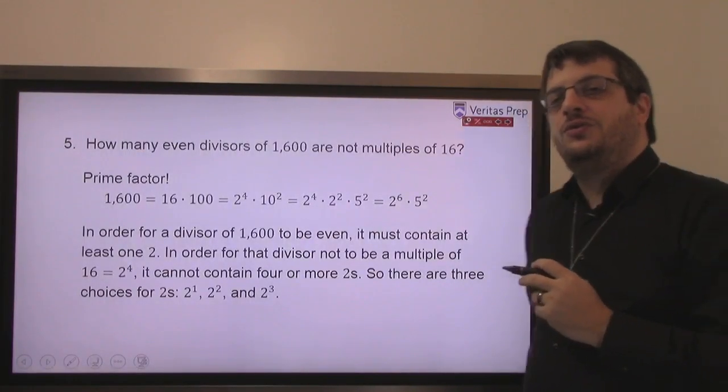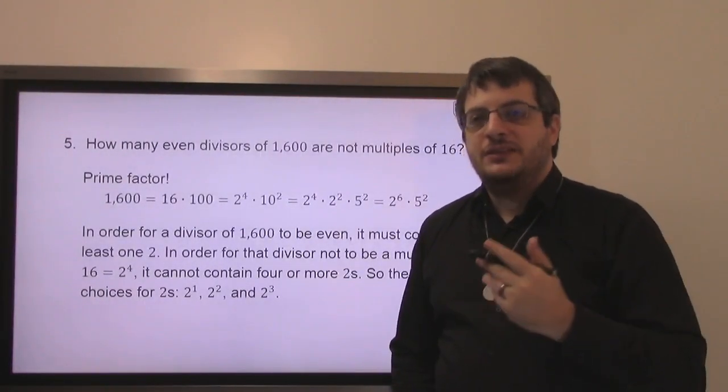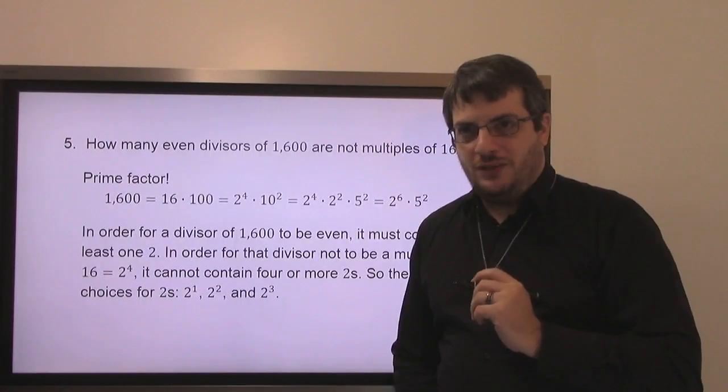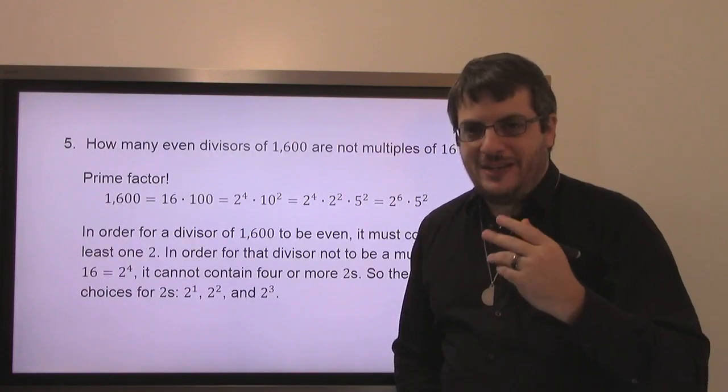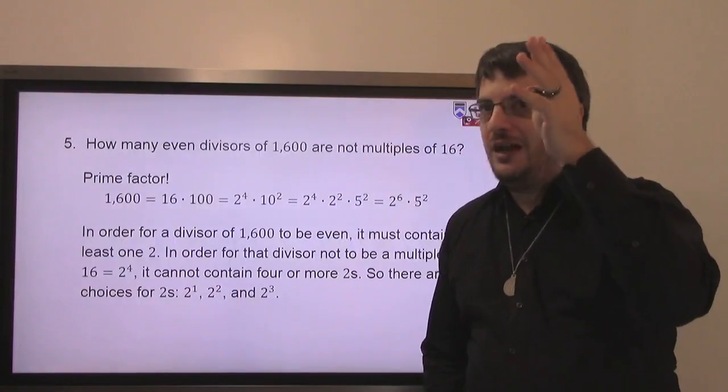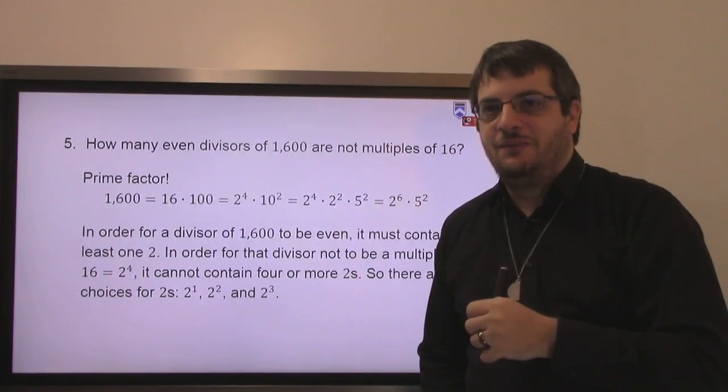I don't have 4 2s. 16 is 2 to the 4th. So I have to have at least 1 2, but I can't have 4 of them. So what antimony said, again, is beautiful. I love it. That's what I want to see.